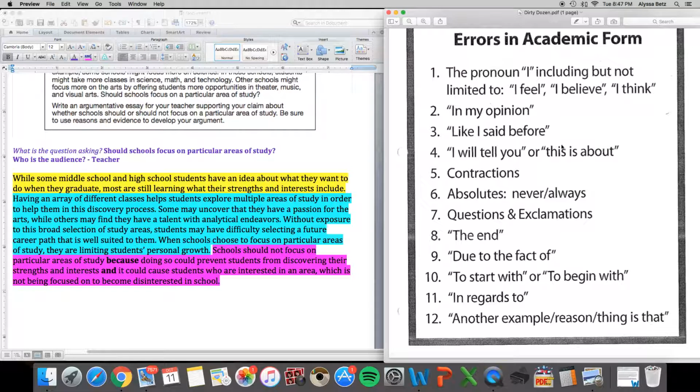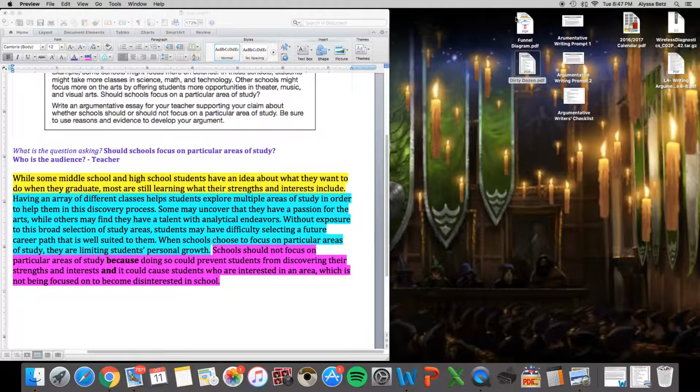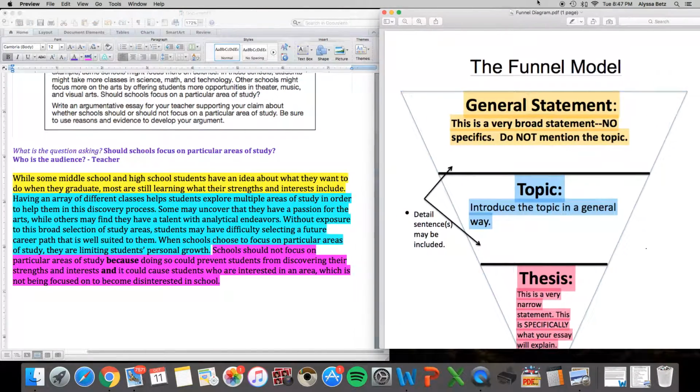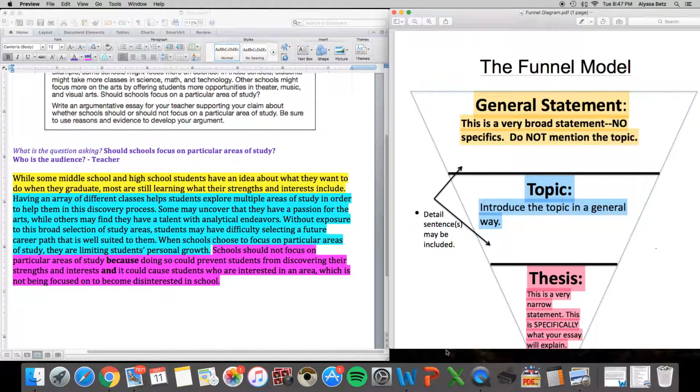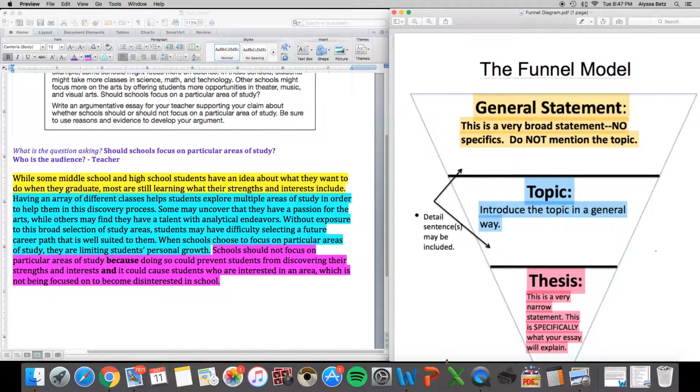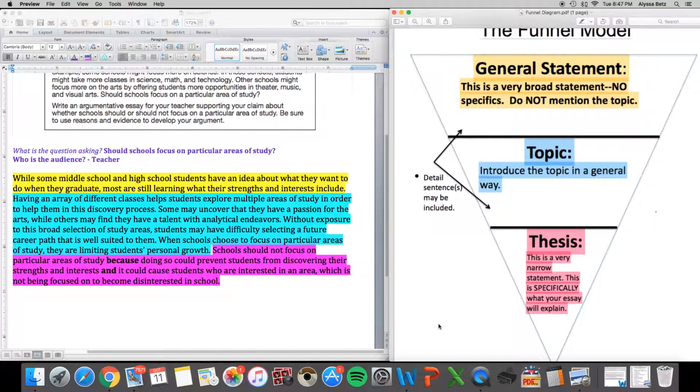So you want to keep this out. You want to think about these while you're writing. You want to use your funnel construct or your funnel model while writing. And you want to move from a general statement to the main topic to finally your very specific thesis statement. So you should have 3 distinct areas in your introductory paragraph.